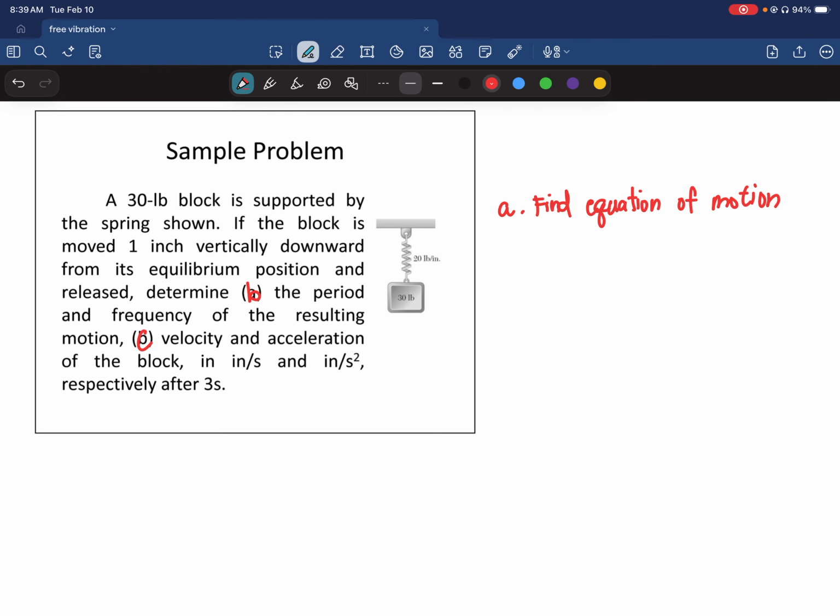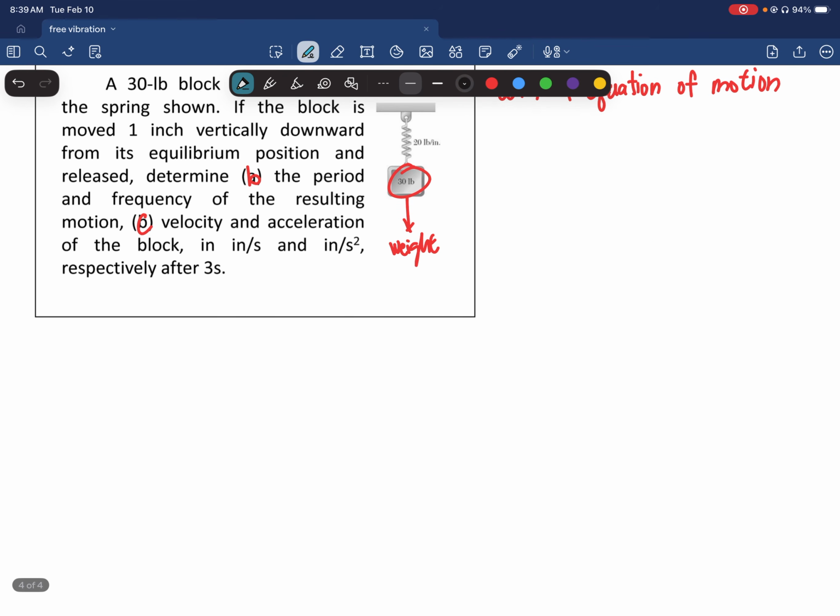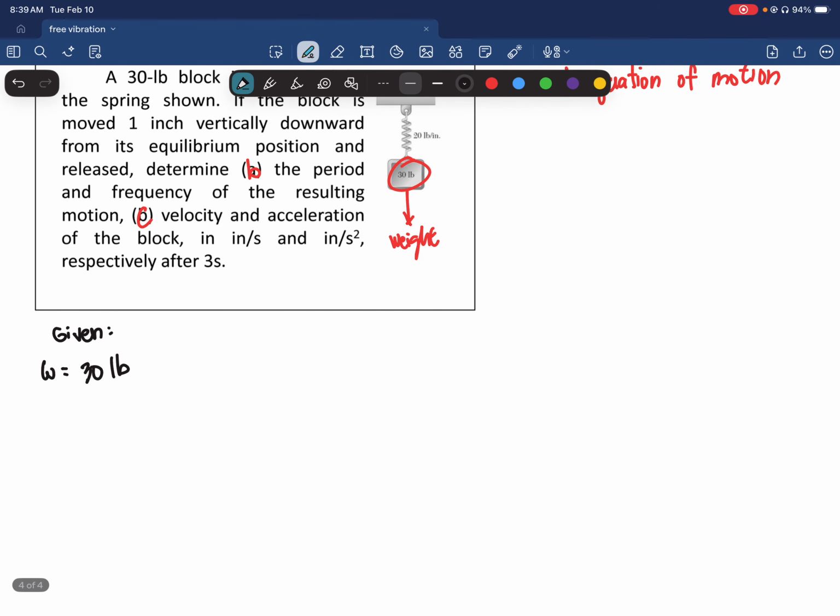So, we will treat our mass as a weight. Alright? So, our given: we have the weight to be 30 pounds. And our displacement, that is downward, -1 inch.